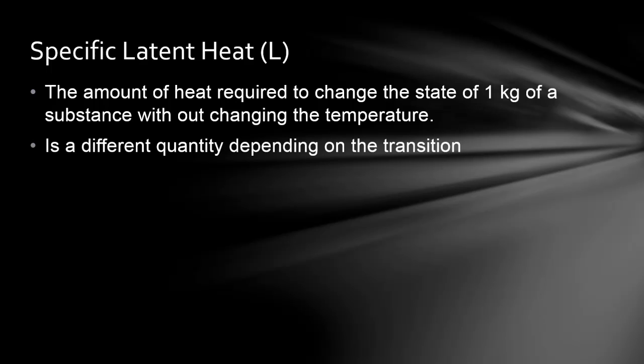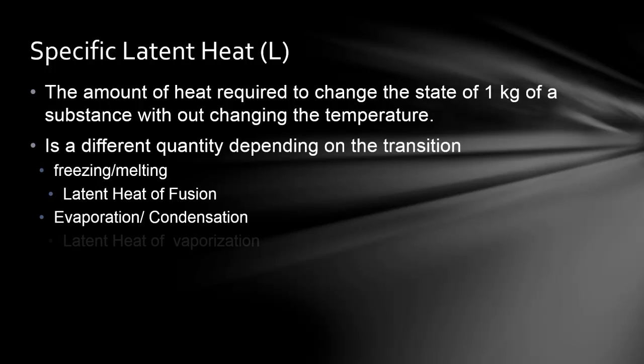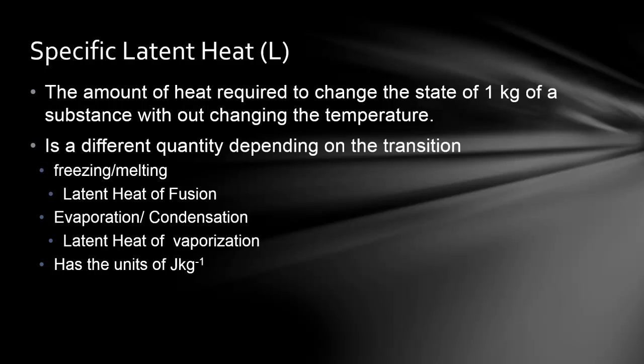It is a different quantity depending on the transition. For the freezing and melting transition, it is called the latent heat of fusion. And for the evaporation and condensation transition, it is called the latent heat of vaporization. It has the units of joules per kilogram and is given by the equation: the latent heat equals the heat energy into a material divided by its mass.